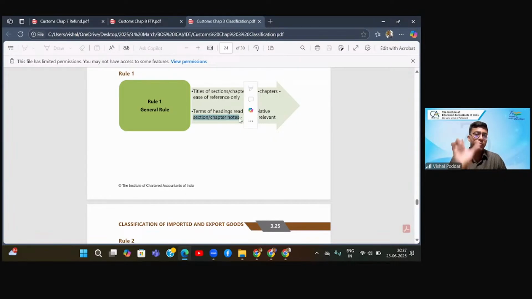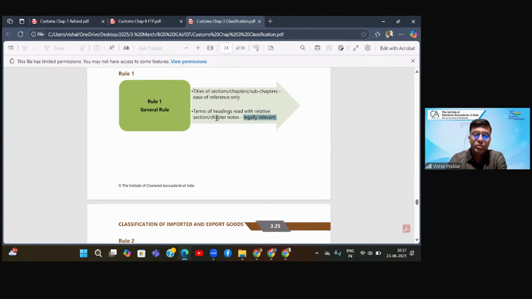So where the explanation is given to the section, that is, you have heading Section 1, natural goods. Within that, they will give you what this section will include, what it will not include. Within each chapter heading, they will again give you a list of what it includes, what it does not include. So you have to apply that, and that is what has the legal value. In short, the first rule says go by the explanatory notes given under each section or each chapter.